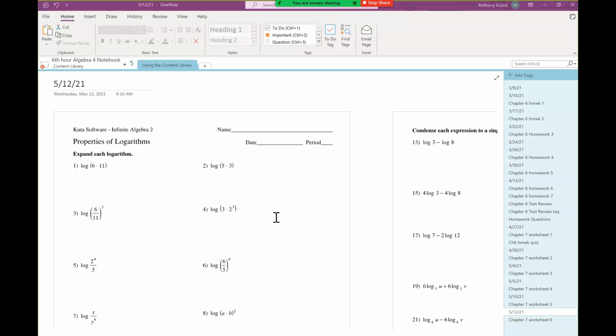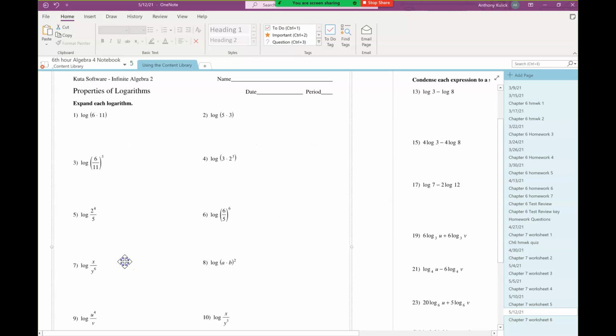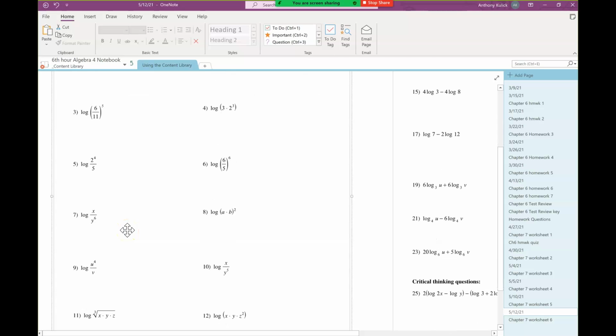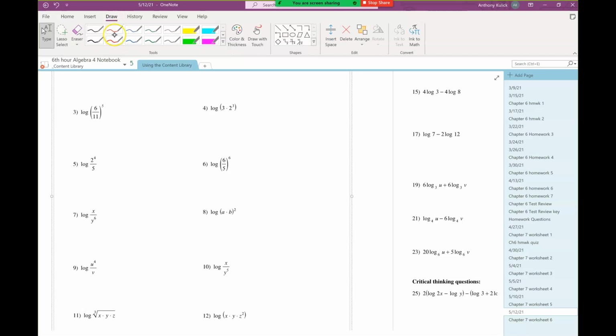Callie. Number 5. So this is an expanding problem. The order and properties that we use for an expanding problem is quotient, product, power. So I notice there's a quotient property going on because I have division inside the logarithm. So the quotient property allows me to rewrite that as the difference of two logarithms.